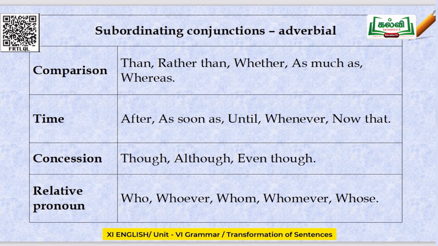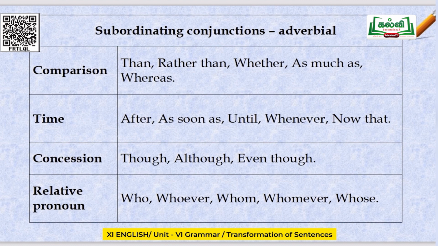Under subordinating conjunctions, you have got number of conjunctions. I shall give you some examples for these subordinating conjunctions and coordinating conjunctions. Examples for subordinating conjunctions are, all the WH questions are subordinating conjunctions. Now apart from this, you have got though, even though, although. Subordinating conjunctions for comparison: than, rather than, whether, as much, whereas, and so forth.